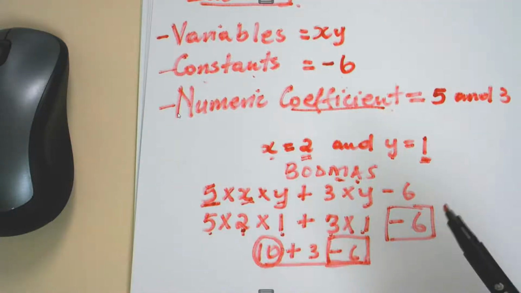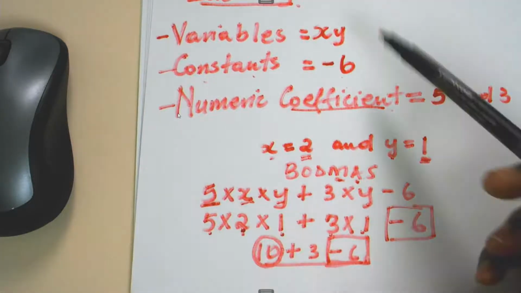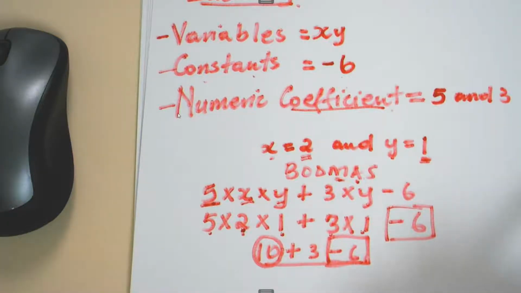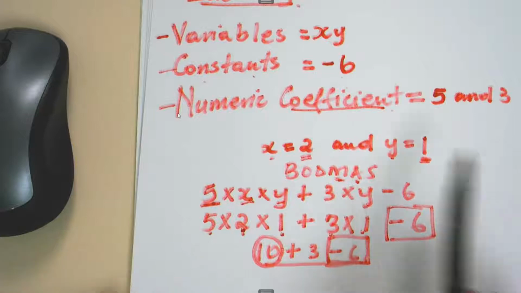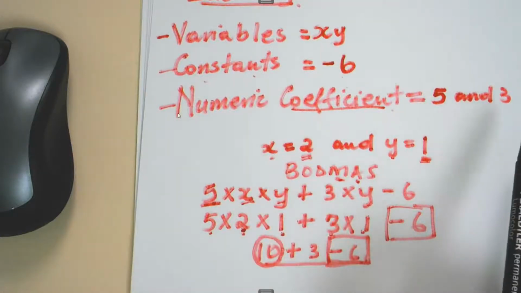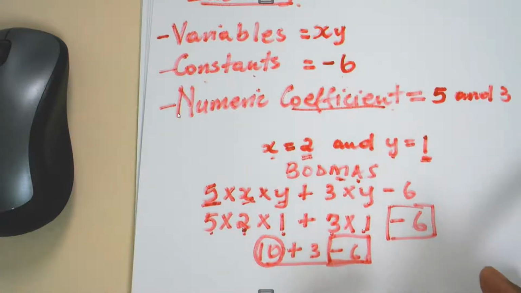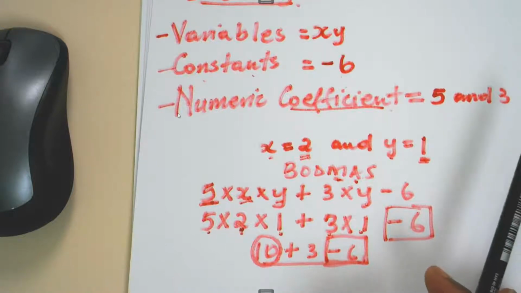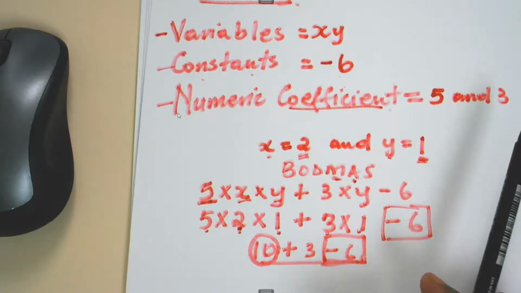So we should always differentiate a variable from a numeric coefficient and a constant. A constant stays as is. It does not have a variable next to it. It may be 6, it may be minus 6, like in this case. And then variables will always be the alphabets, A up to Z. It could be any variable. It could be any alphabet, guys. Could be A, could be B, could be C, could be D. Could be any.